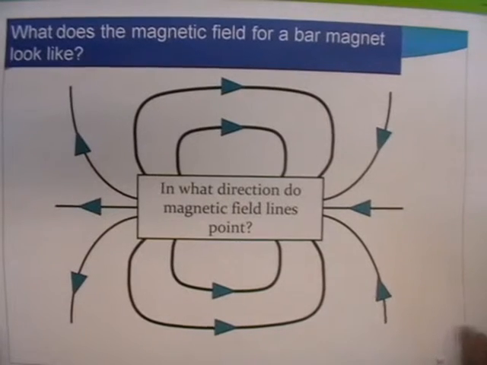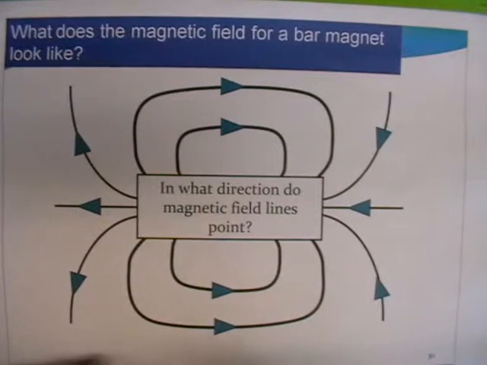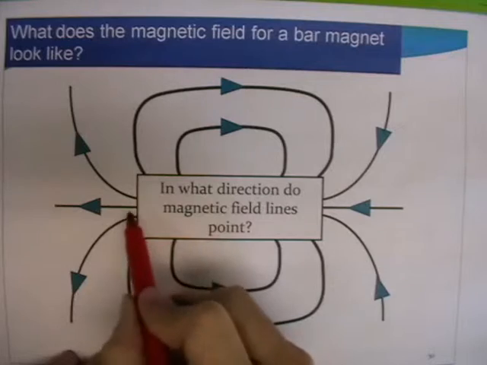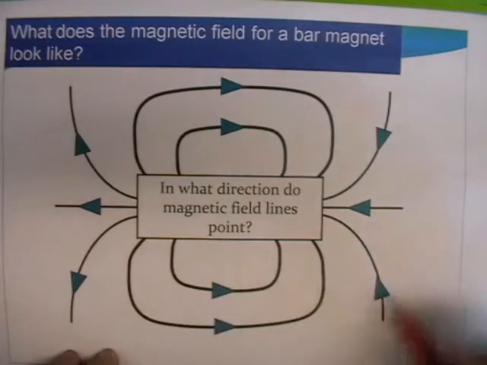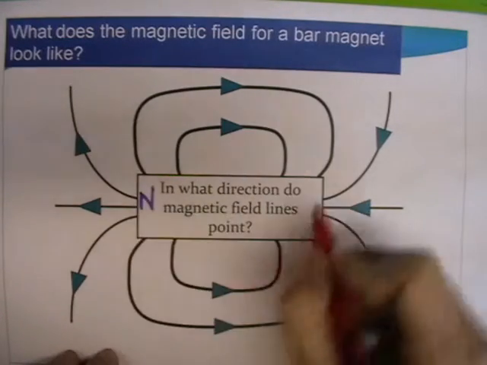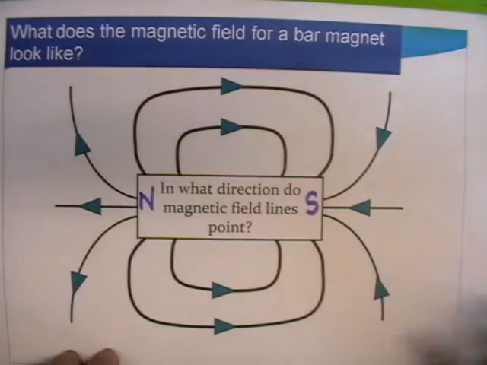Right, so this slide is really a repeat of the last one. Again, in what direction do the magnetic field lines point? What you would have there, they're going from north to south. So you can see the arrows coming out here and in here. So this must be the north and this must be the south.